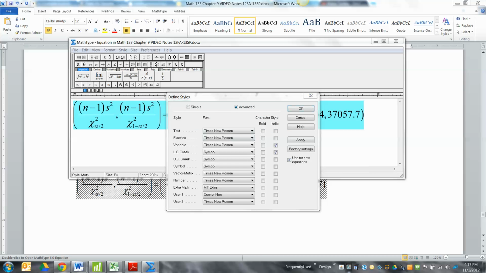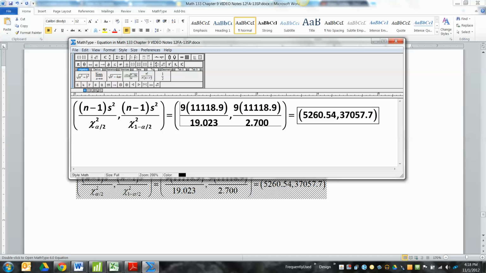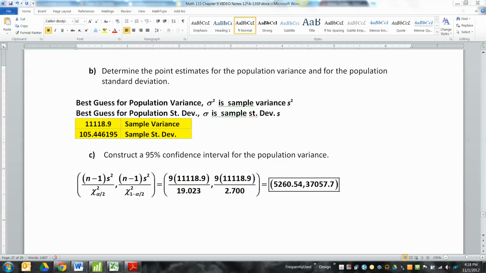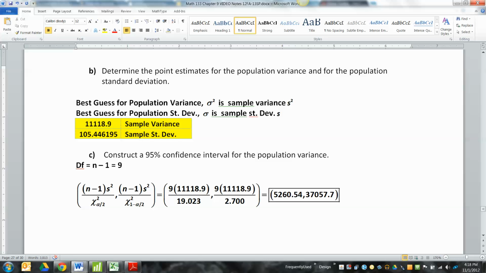And then we have the sample variance that we came up with before, which was 1118.9, right? Now the real question is, where do I get the chi-square values from? So remember that our degrees of freedom, df, equals n minus 1, which is 9. So I'm going to use that row in the chi-square table.